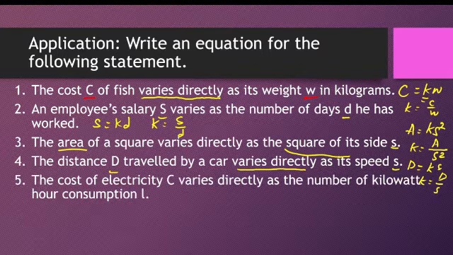Next, we have the cost of electricity, C, varies directly as the number of kilowatt-hour consumption, L. So as our kilowatt-hour consumption increases, the cost of our electricity also increases. So, they are both increasing. So, this is direct. We use C and L. So, that is C equal to KL. For our constant, we isolate C over L.